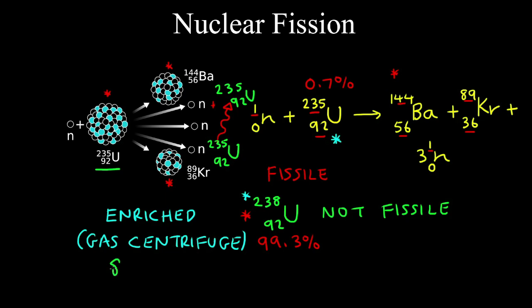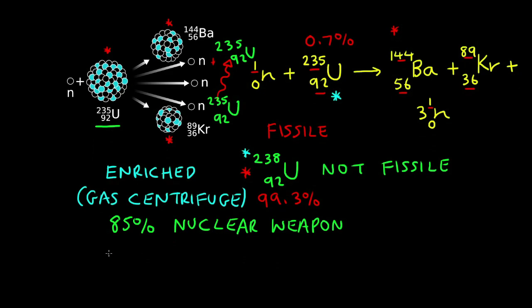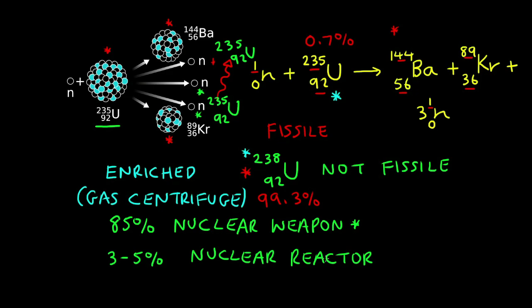So essentially, you need 85% of the fissile material for a nuclear weapon, and around 3 to 5% for a nuclear reactor to generate nuclear power. So therefore the nuclear reactor won't explode because you'll have less of the fissile material colliding with these neutrons. And therefore the nuclear chain reaction won't be as devastating as for a nuclear weapon.